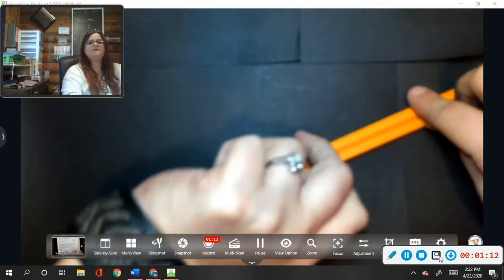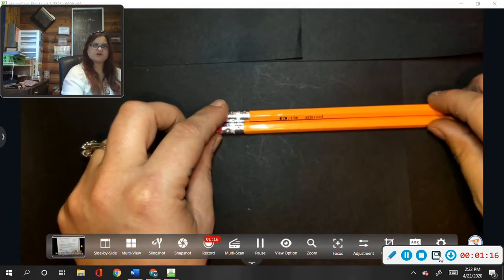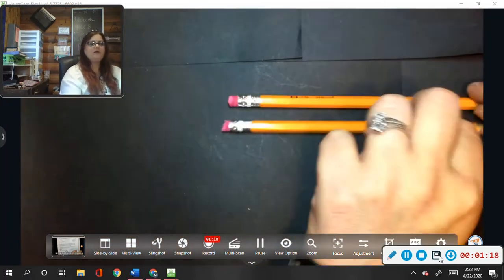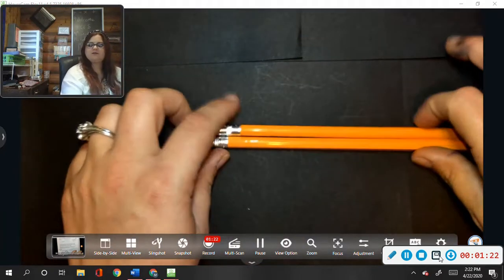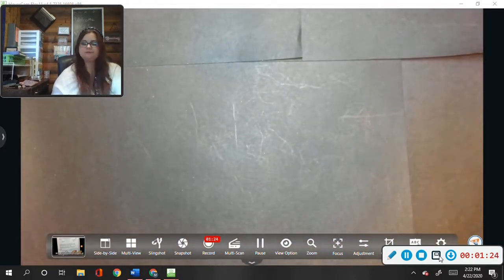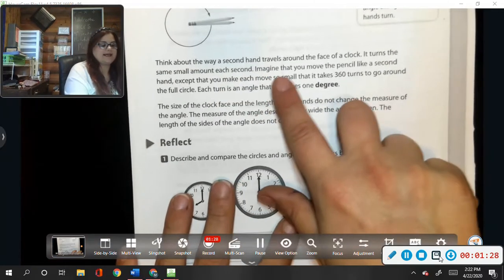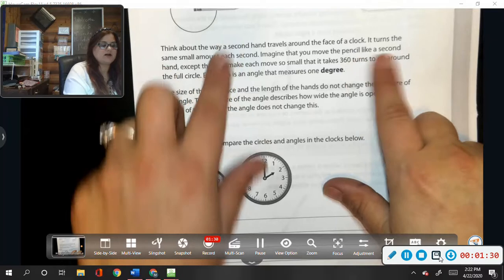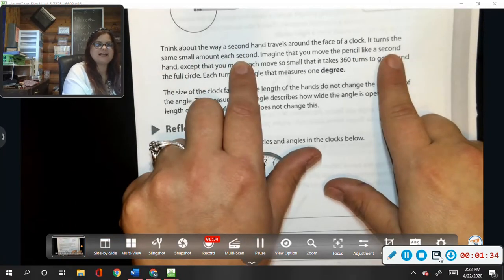And then we finally end up meeting right back at the beginning of our circle. So when we go all the way clockwise with our angles, like so, we create a 360-degree circle. Now, think about the way a second hand travels around the face of a clock. It turns the same small amount each second.